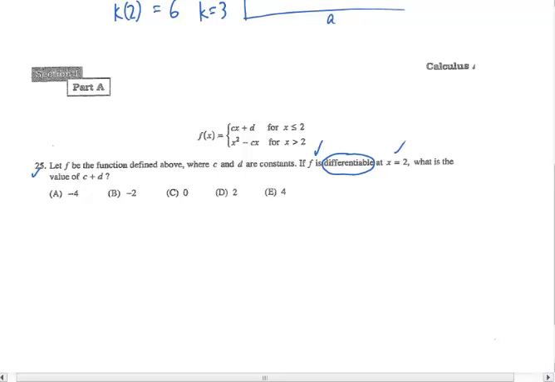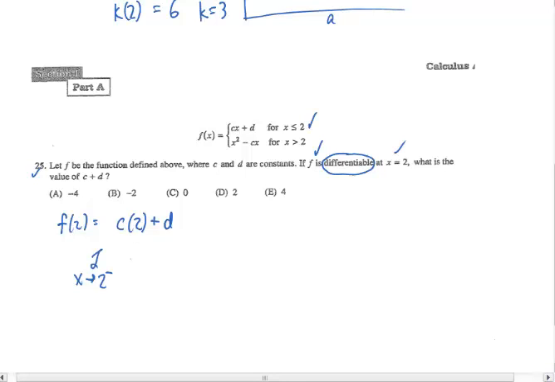Okay, so we're back, and now it's time. Let's check for continuity. So what is f of 2? F of 2, we're going to use the top function, and we're going to plug 2 in. So f of 2 will equal c times 2 plus d. That's what f of 2 is. Now, if we check the limit from the right or the left, we're going to get the same equation.